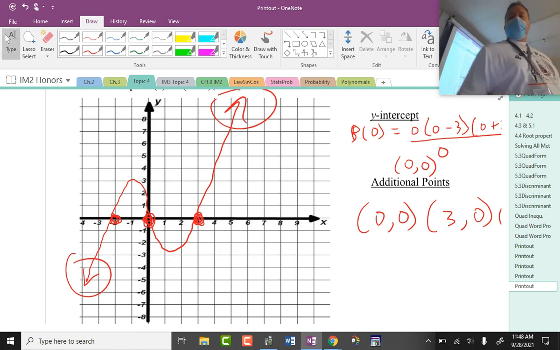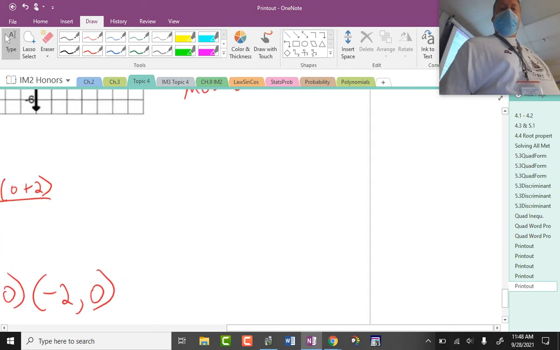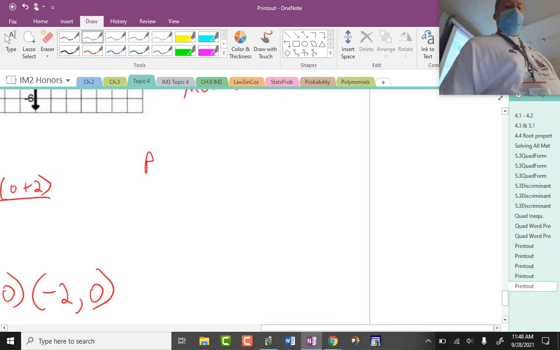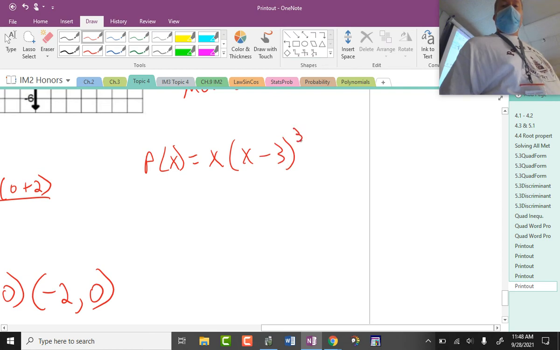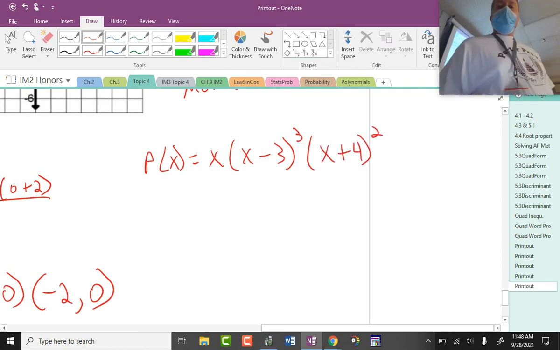Let's add one more, though, because I just realized I didn't do an x cubed. So let's do this. P of x again, I guess. P of x equals, let's do another x. Let's do x minus 3 cubed. Let's do x plus 4 squared.